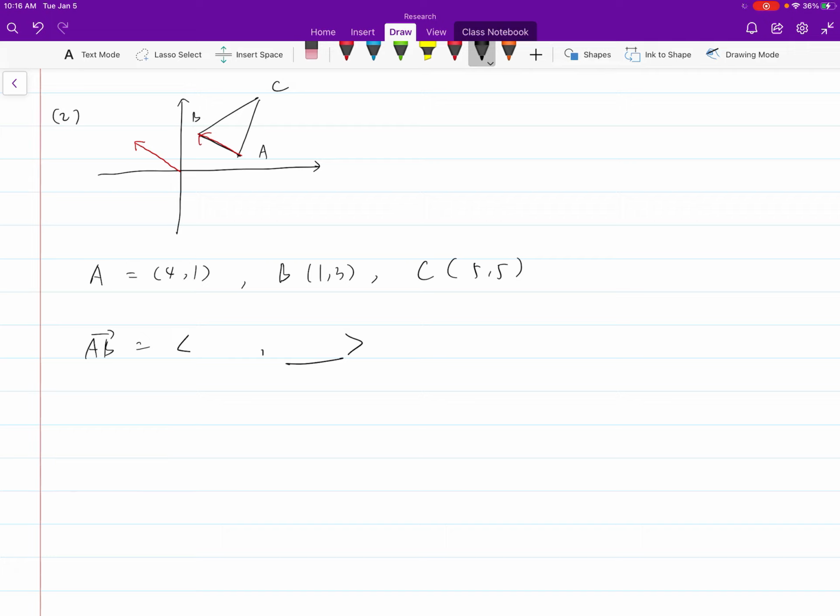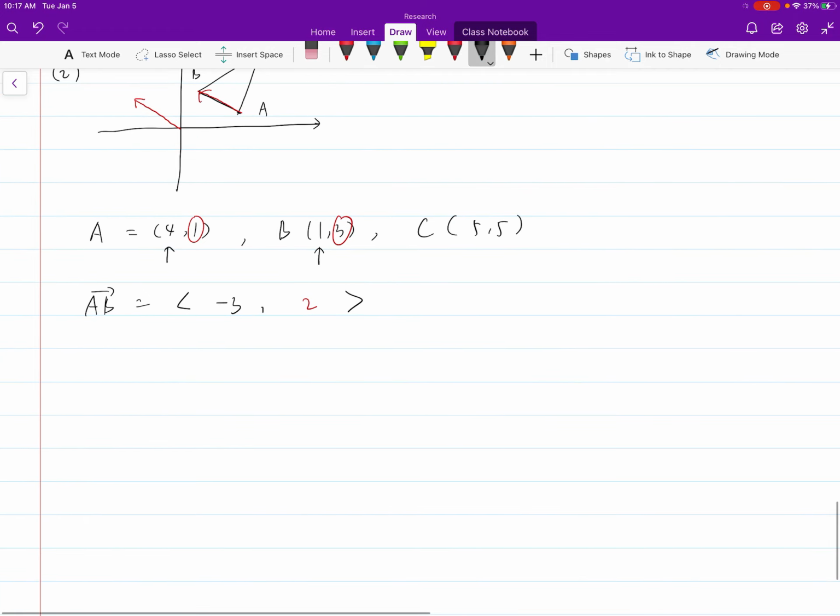Okay, so going from A, 4, 1, to B, 1, 3, how do you go horizontally to go from 4 and reach 1? You go to the left by 3. You will get it. How do you go vertically to go from 1 to 3? You go up by 2. You can go from 1 to 3.